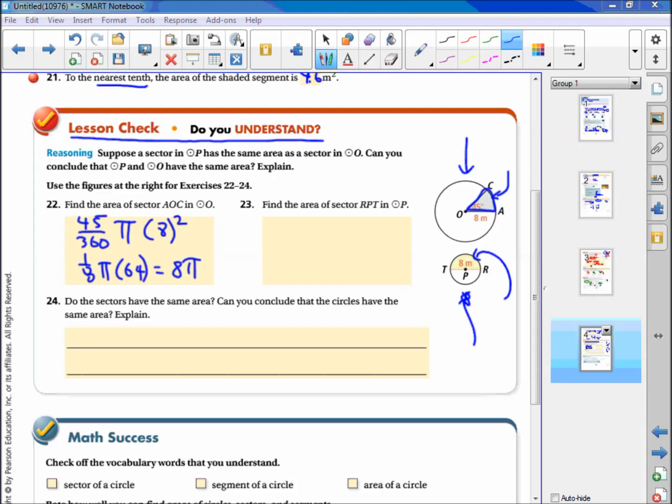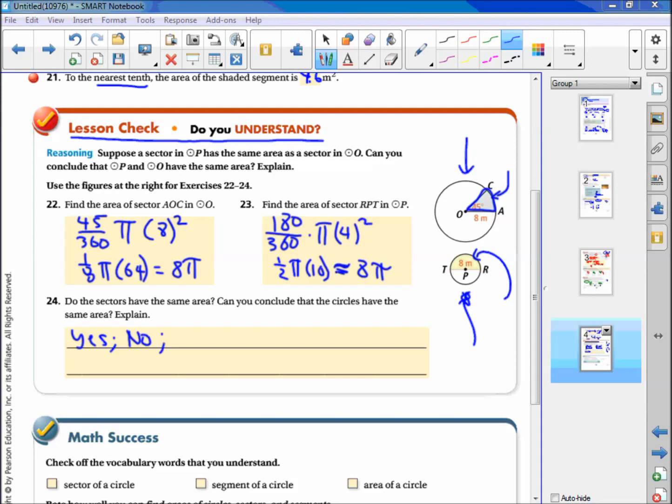All right, and our second one, we're doing this. We have an arc of 180 out of a total 360. Times by pi, and the radius here is 4, so 4 squared. Okay, so this is going to be 1/2 times pi times 16, which gives us an exact area of 8 pi also. So our sectors have the same area. Do the sectors have the same area? This is yes. Can you conclude the circles have the same area?